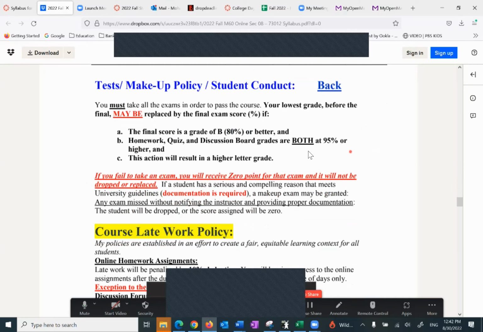If there's proper documentation, I will give you a makeup exam. Other than that, for the first 4 exams, I will replace the worst exam with the final, as long as the final is a B or 80% or higher. Homework, quiz, and discussion board grades are all replaced if they are 95% or higher, and this action will result in a higher letter grade, all of the above.